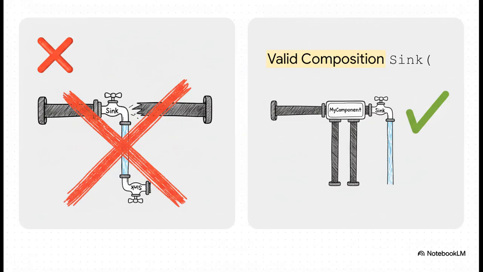You cannot, under any circumstances, nest a reactive widget like a sink inside another sink. The code you see on the left, that'll just throw an error. It won't even run. And what does that do? It forces you to write code like you see on the right, breaking your UI down into smaller, self-contained components. And that, my friends, is the absolute bedrock of a high-performance app.